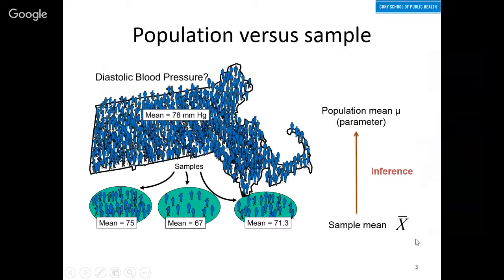And remember, we've been using Roman letters to describe data about the sample, and Greek letters to describe things about the population. And in general, inference is about taking data from a sample and inferring things about the population based on what we see in that sample.